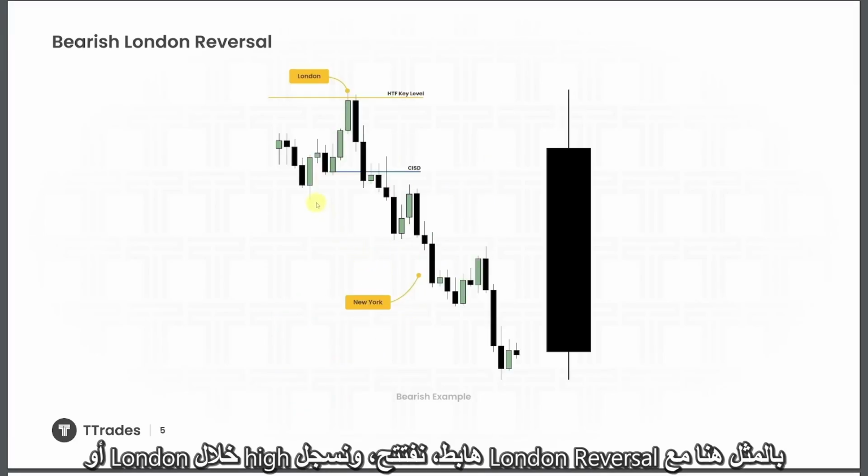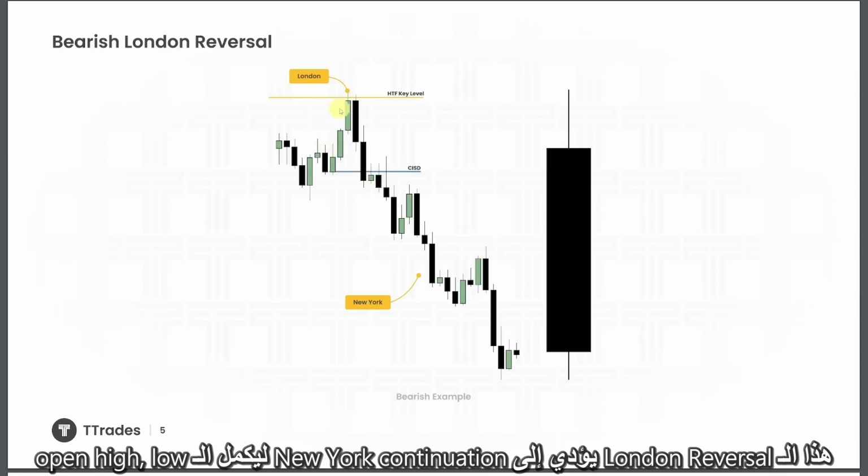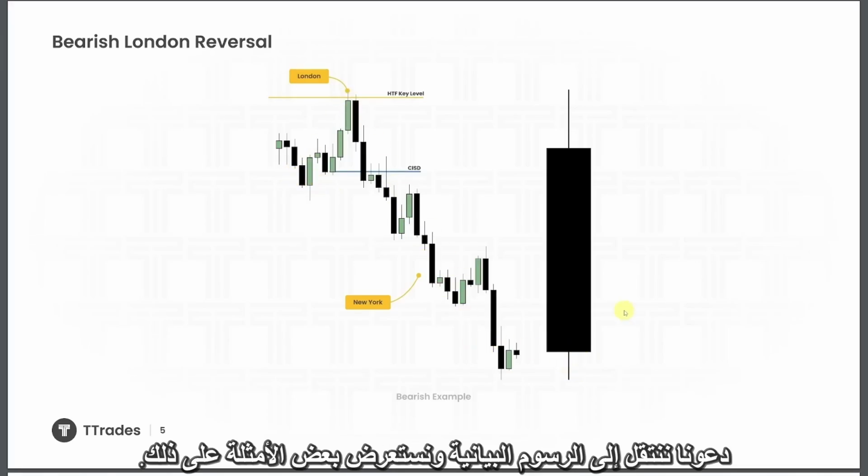Similarly here, with a bearish London reversal, we open, we put in a high during London or 2 to 5, change the state of delivery, or get a market structure shift, inversion, however you define it. This London reversal leads into a New York continuation, completing the open, high, low close of the daily candle. Let's go into the charts and go over a few examples of this.